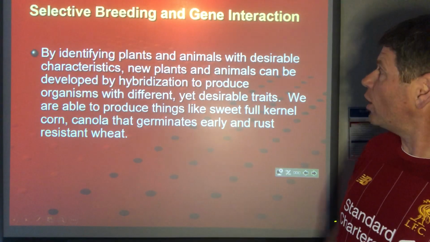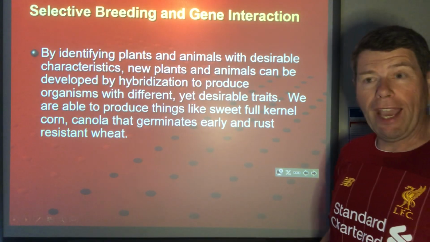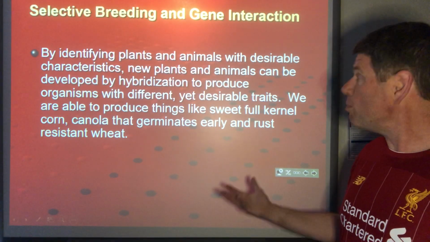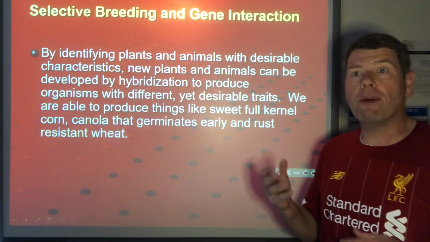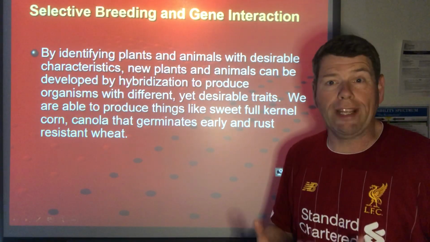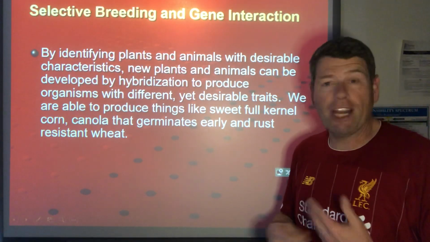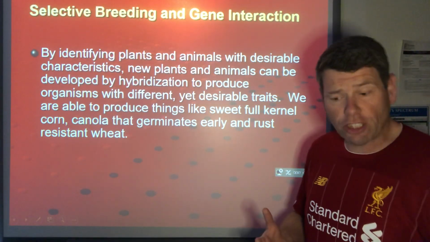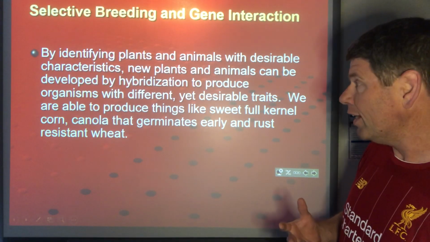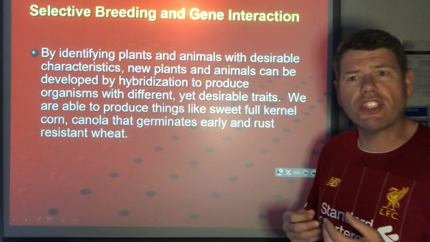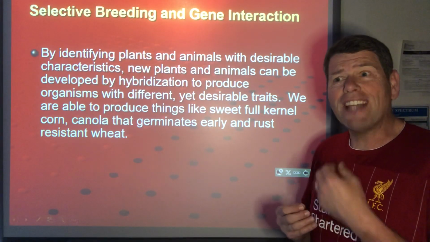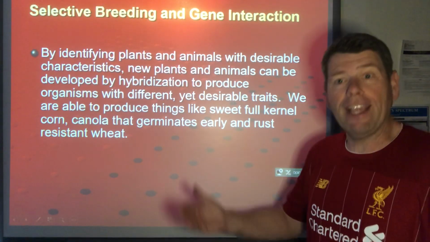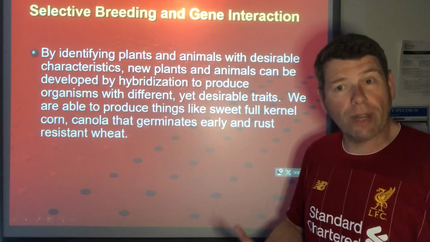So let's start off by talking about selective breeding and gene interaction. For years, humans have been trying to get the most desirable traits out of animals and plants. And of course, that's a form of artificial selection, otherwise known as selective breeding. Essentially, humans just take the most desirable trait from the offspring that they see and then keep breeding when they see the desired trait that they want.